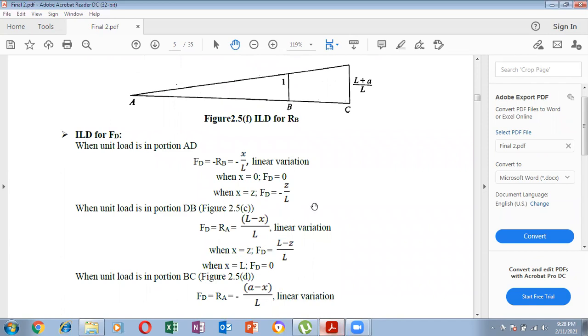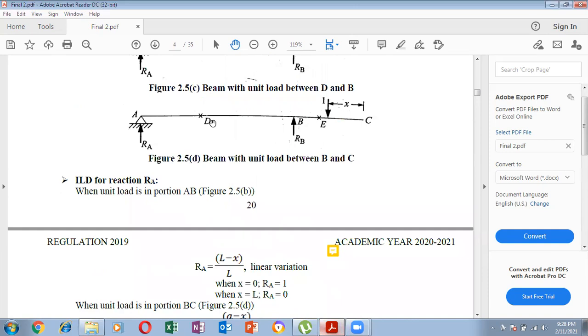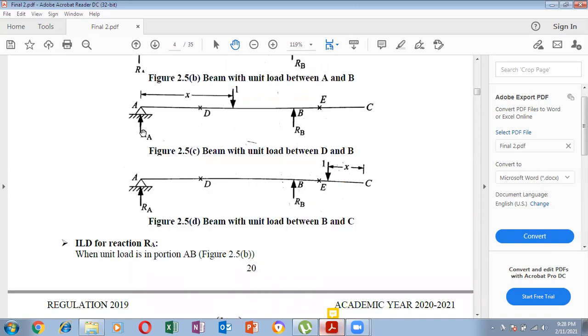Next, moving on to the second loading portion, D to B. Again taking shear force about the point D, the summation of the vertical forces gives RA. The loading will be here. So we can take either RA, or we can take RB minus 1.